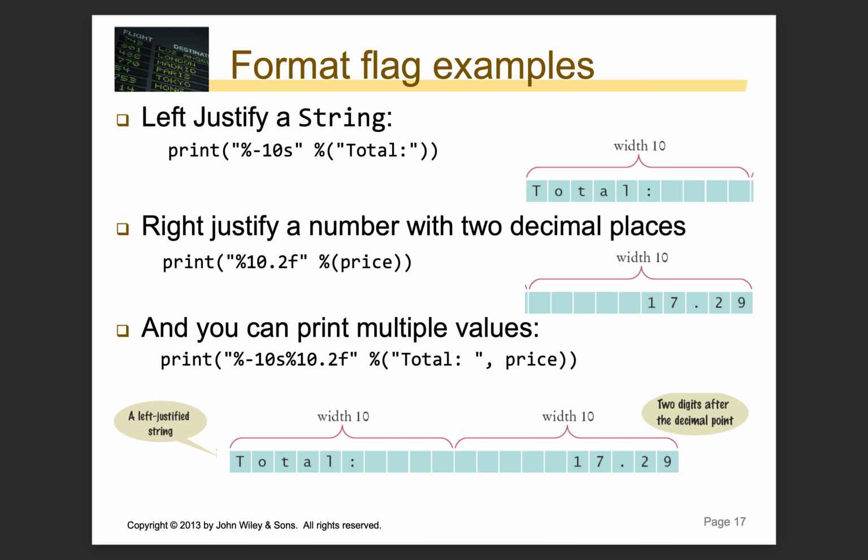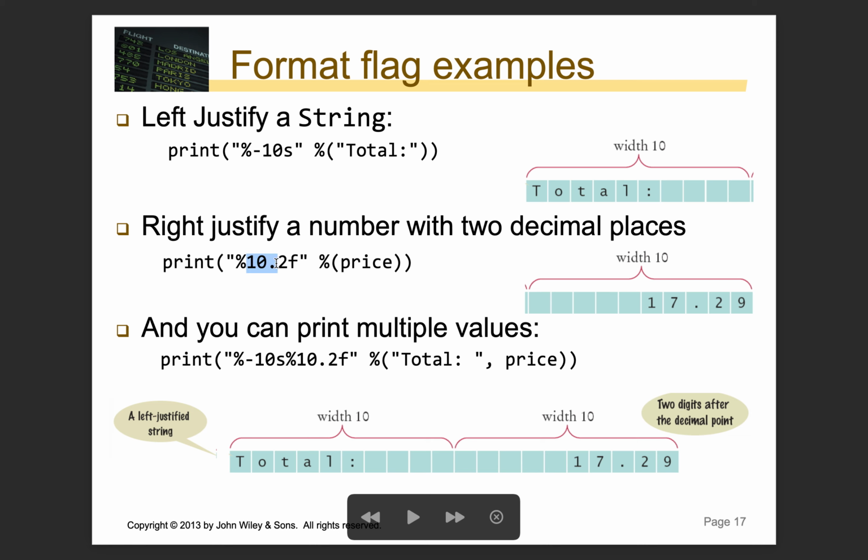Okay, so let's justify a string. We're going to print %-10s, so minus 10 is going to be 10 characters, but the minus is telling us left align it. The s is telling us it's going to be a string. And what we're actually going to print out is the string total with a colon. So the overall width that we've decided on is 10, and the minus is telling us left align, or left justify. We can right justify a number or a string or whatever we want by not using a minus symbol.